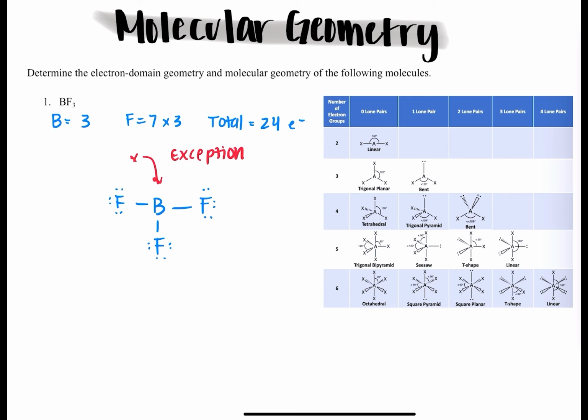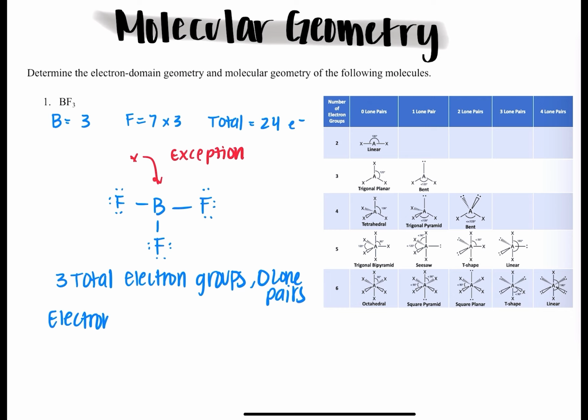So now we can say that there are 3 total electron groups surrounding that boron, but there's 0 lone pairs. And recall, electron domain geometry is the total number of electron groups surrounding that central atom, whereas molecular geometry takes into consideration the number of lone pairs because of that repulsion that is caused by it.